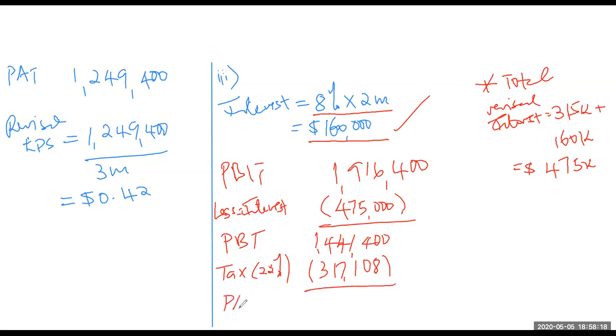Therefore, the profit after tax from the investment? 1,124,292. Therefore, the profit after tax only from the investment. Now, having done that, we have now the profit. Now, we can be able to get the earnings per share, isn't it?